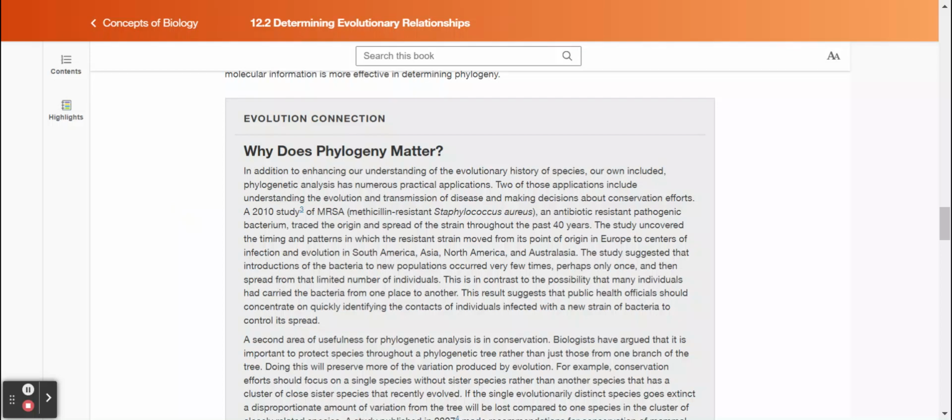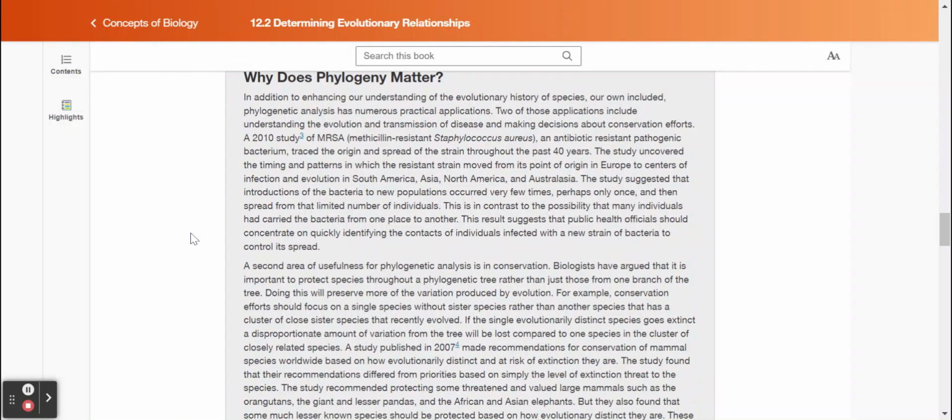Evolution connection. Why does phylogeny matter? In addition to enhancing our understanding of the evolutionary history of species, our own included, phylogenetic analysis has numerous practical applications. Two of those applications include understanding the evolution and transmission of disease and making decisions about conservation efforts.